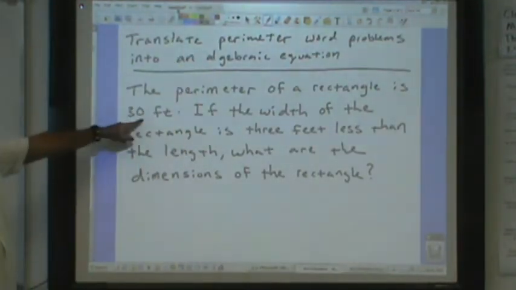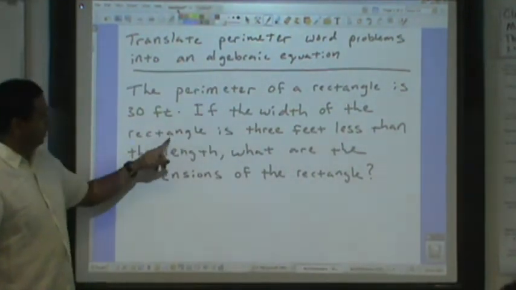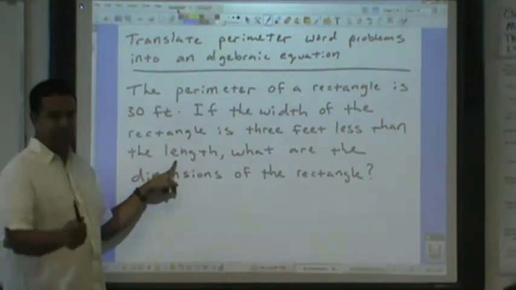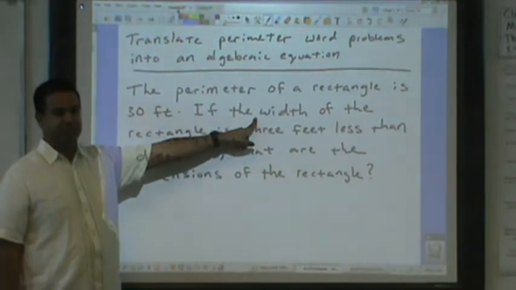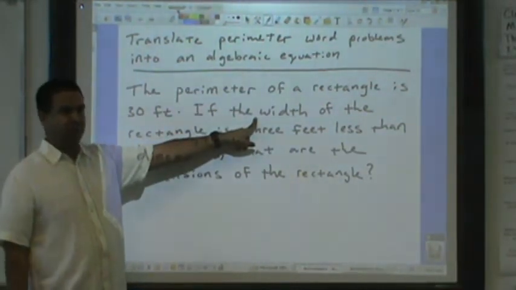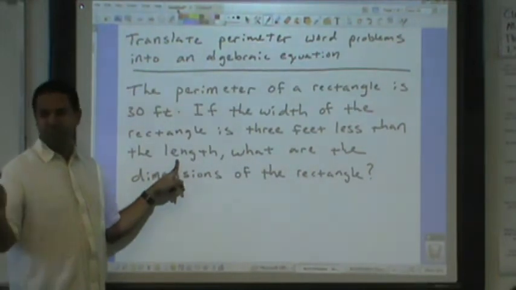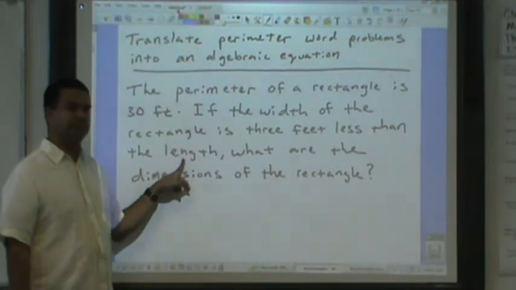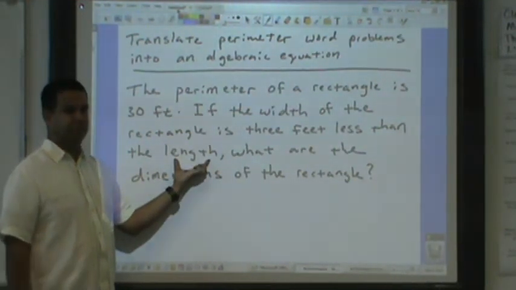The perimeter is 30 feet, but what do we know about the width? It's 3 feet less than the length. So do we know what the width is? Yes, we know what the width is. It's 3 feet less than the length. So do we know the length? No. So the length becomes your unknown. Your length is your variable.